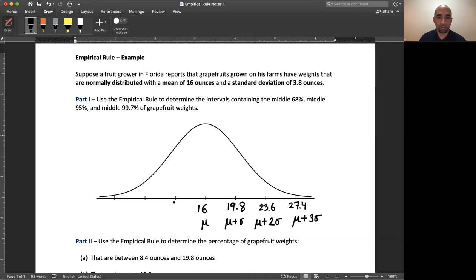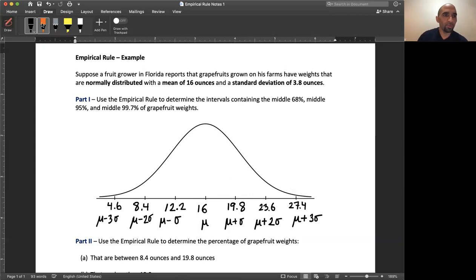Let's now find the positions that are 1, 2, 3 standard deviations to the left. So we subtract now 16 minus 3.8 to get 12.2, minus 3.8 to get 8.4, and minus 3.8 to get 4.6. 12.2, that's the mean minus one standard deviation. That's mu minus sigma. 8.4, that's the mean minus two standard deviations. Mu minus two sigma. And 4.6 is the mean minus three standard deviations.